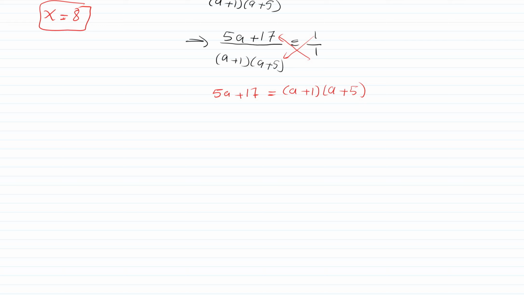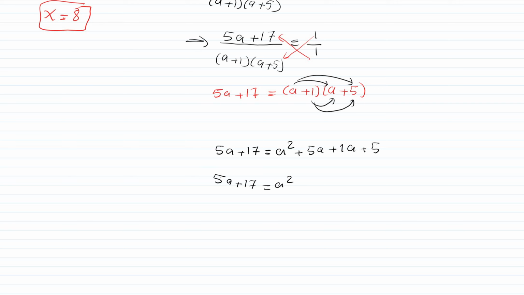expand or open these two brackets by multiplying a times a, a times 5, 1 times a, 1 times 5. So I'll pause the video until I write. So students, after multiplying, a times a equals a squared, plus 5a, plus 1a, plus 5. Now combine like terms. On the other side, don't forget we have 5a plus 17, and on this side I have a squared plus 5a plus 1a equals 6a, plus 5.